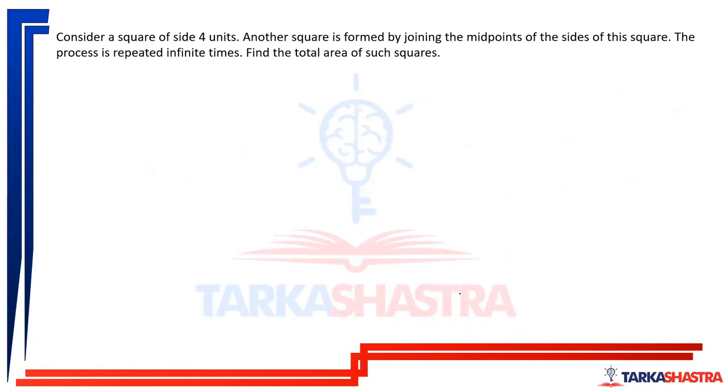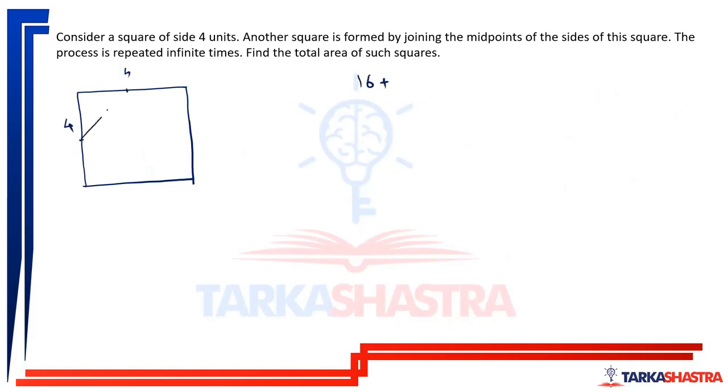Now consider a square of side 4 units. Another square is formed by joining the midpoints of the sides of this square. The process is repeated infinite times. Find the total area of such squares. Very easy. So there is a square of side 4 units. So this is 4, this is 4. What will be the area? 16.